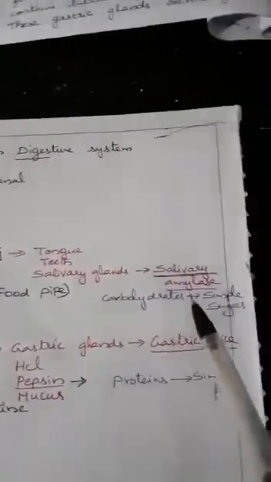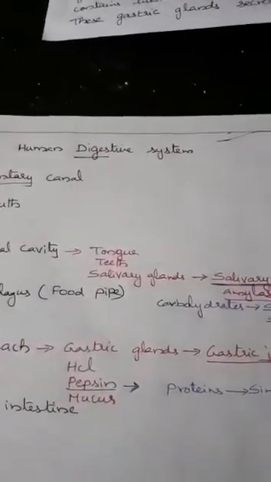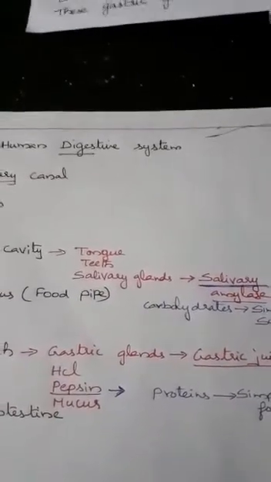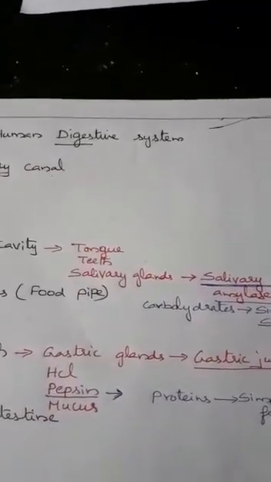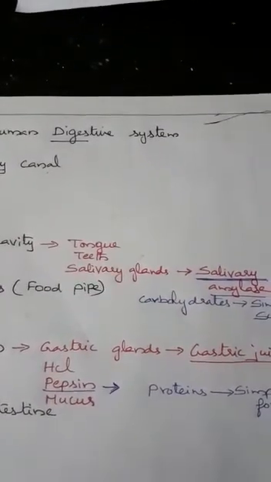Only carbohydrate digestion takes place in the mouth. The rest, protein and fat, remain as such. After that the food enters the next part, the esophagus.